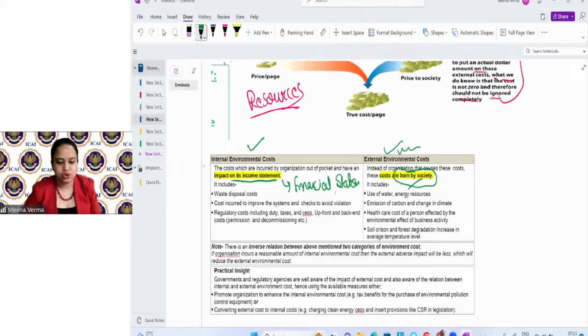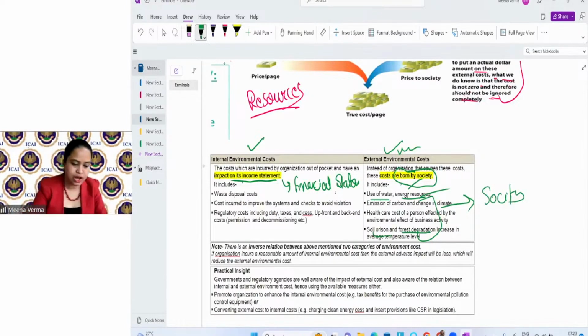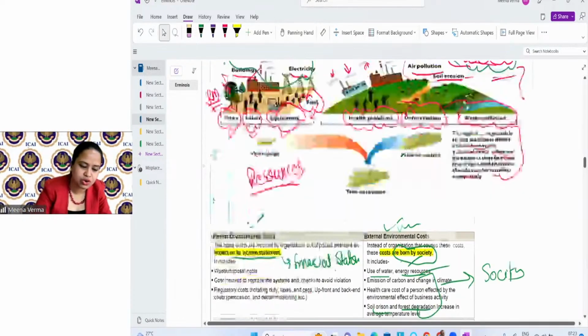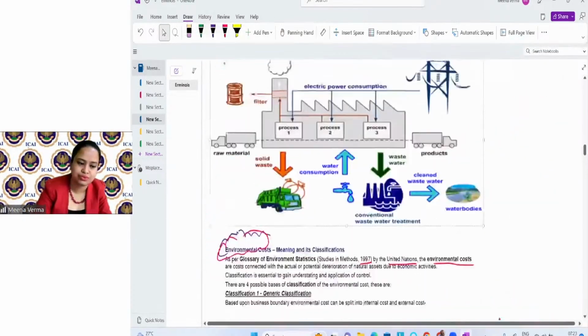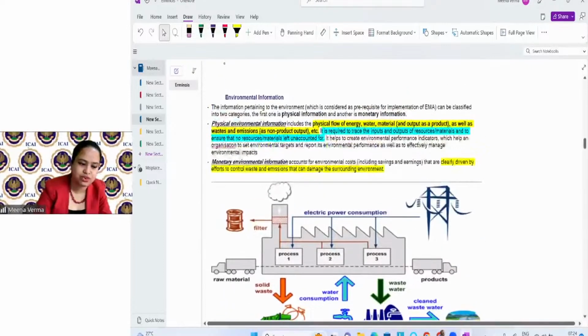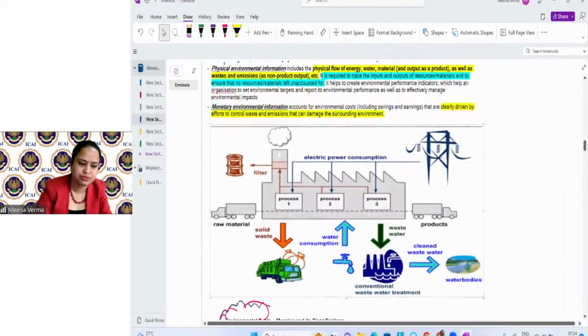All right. So it will include what the society is using: the water, energy resources, air, health, soil erosion, forest degradation. This is all impacting the society, right? So the point is that this is actually the cost borne by the society. So I hope you can understand practically the organization should consider both. In case of environmental management accounting, the organization should consider both.